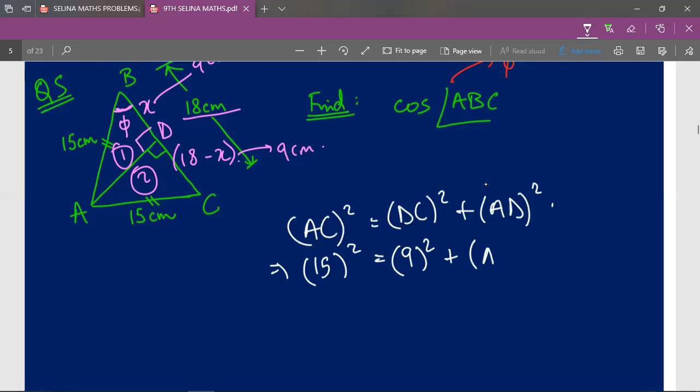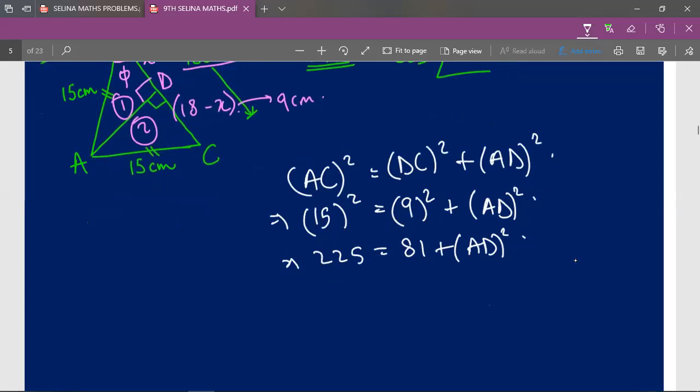plus AD whole square, that is not given to us. Our main aim is to find AD whole square. So 15 whole square is 225, is equal to 9 whole square, which is 81, plus AD whole square. So therefore, 225 minus 81. Why? Because the 81 in RHS comes to the LHS and becomes minus, from plus to minus. So 225 minus 81 becomes 144, is equal to AD whole square. And the square in RHS comes to the LHS and becomes root. So root 144 is equal to AD.